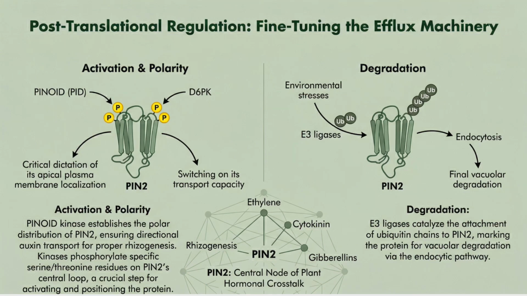Post-translational control fine-tunes that efflux machinery, as the diagram of PIN2 phosphorylation and ubiquitination explains. Kinases like PINOID and D6PK phosphorylate PIN2 to establish its polar localization and switch on transport capacity, while E3 ligases tag PIN2 for vacuolar degradation when downregulation is needed. And all of this sits within a network of hormonal crosstalk that shapes root behavior.